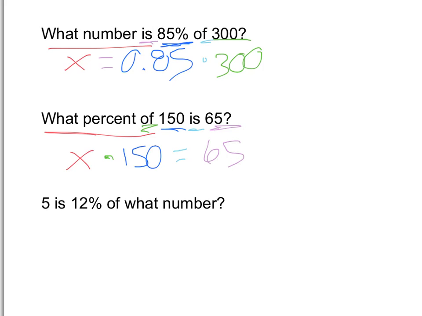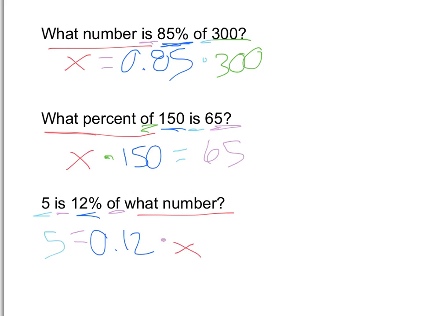Bottom one here, we have 5. Is means equals. 12%, remember it has to be a decimal in an equation, so we do 0.12. Of means multiply. And what number would just be x.